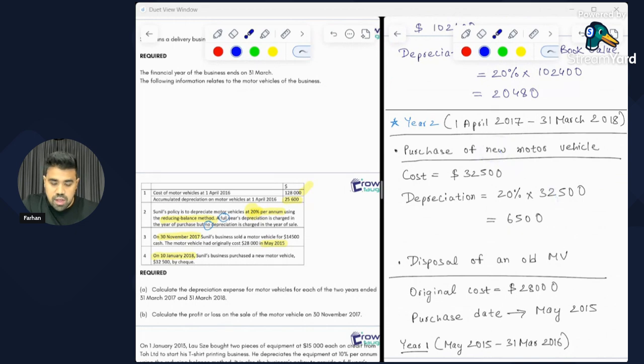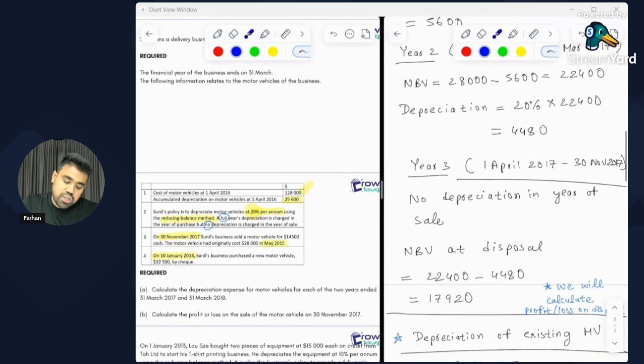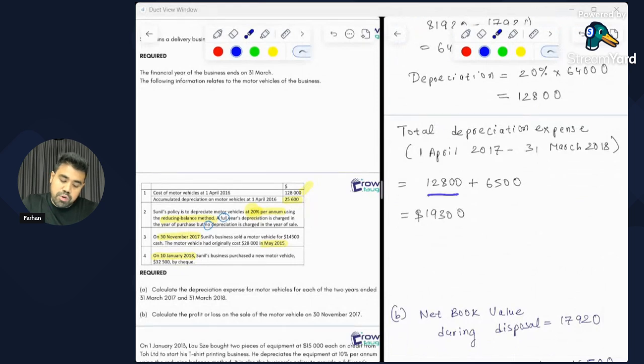And there's really nothing else, because the motor vehicle that we had disposed, we don't have any depreciation in the year of sale based on the company's policy. So the only two numbers we're adding here refers to the depreciation for the existing motor vehicles plus the depreciation that we get for the new motor vehicle that we had purchased. So 12,800 plus 6,500 gives us $19,300 as the total depreciation expense for the financial year that starts on 1 April 2017 and ends on 31 March 2018.